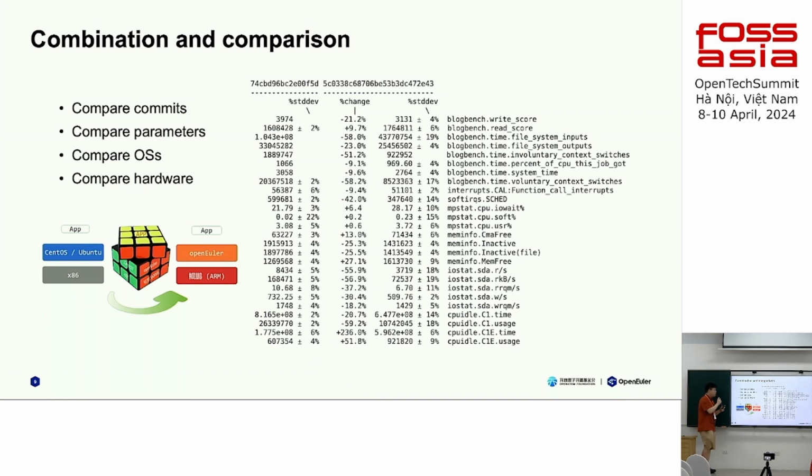And for performance testing, using Compass CI you could make a good comparison between two commits, two OS, or two hardware to find out what difference happens, what the performance change is, like the right picture shows. That is the basic function of Compass CI.